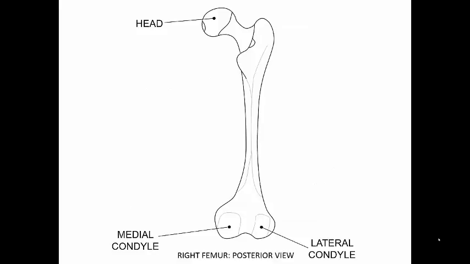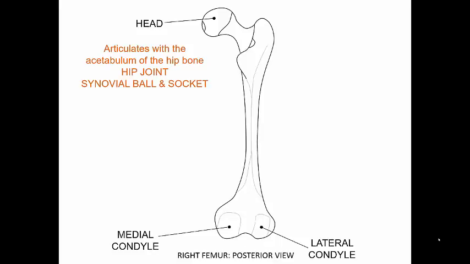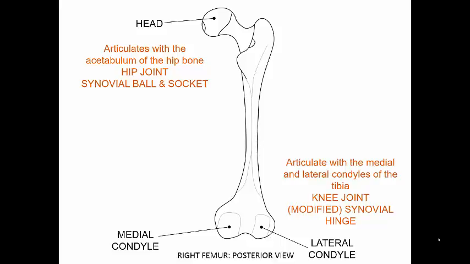So to summarize the joints formed by the femur, we've already looked at the hip joint formed by the head and the acetabulum of the hip bone. And at the distal end of the femur, we have the medial and lateral condyles of the femur articulating with the medial and lateral condyles of the tibia to form the knee joint. And this is classified as a modified synovial hinge joint because it doesn't just perform flexion and extension, but there is also a slight amount of medial and lateral rotation possible at the knee joint.